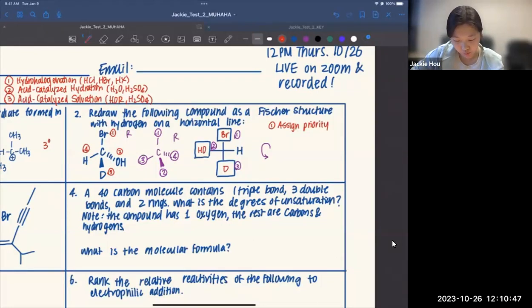And of course, there are other ways that you can draw this. You can also have it so the Br is over here, OH is over here, D, the hydrogen, is over here, as long as it spins counterclockwise on the Fisher structure.